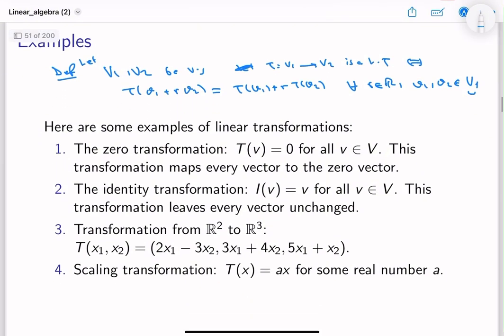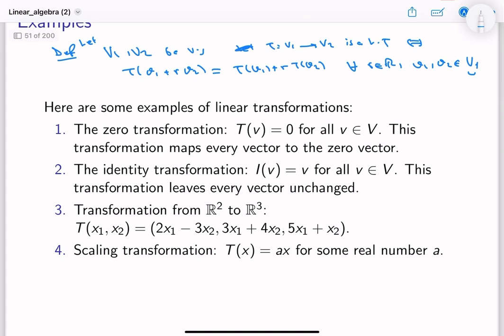So let us see now why these examples are linear transformations. So let's start with the first one. Some of these terminologies are important for you to keep in mind. These will be showing up later in the course. So first of all, the zero transformation. Important name to keep in mind.